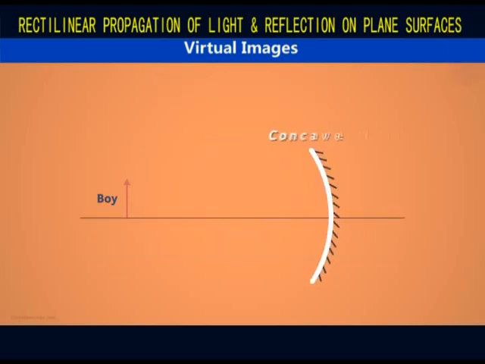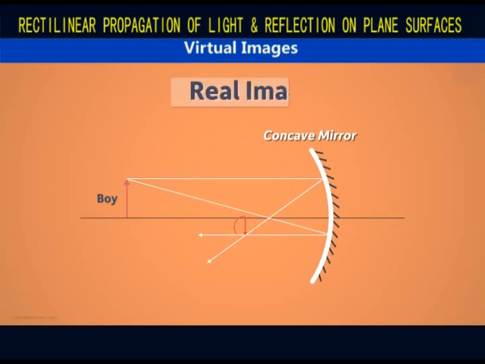Real images are formed by spherical concave mirrors that we shall see in Form 2. And this is because the rays converge at a point after reflection. These rays are real and the image formed is also real.